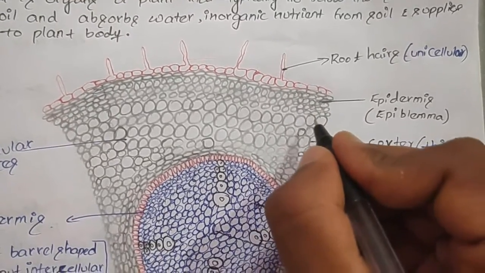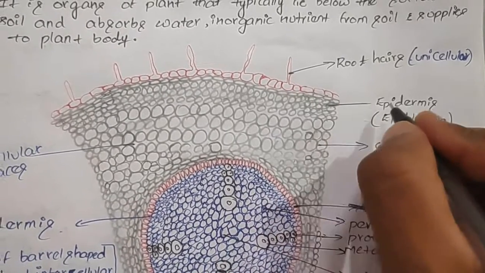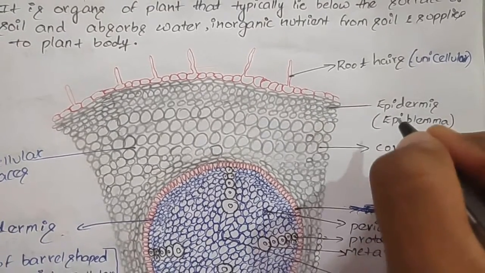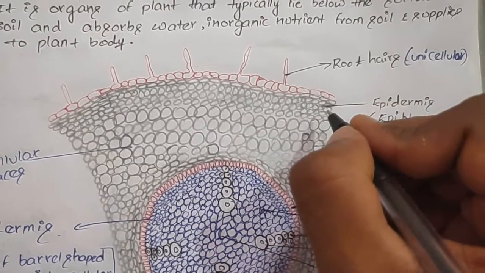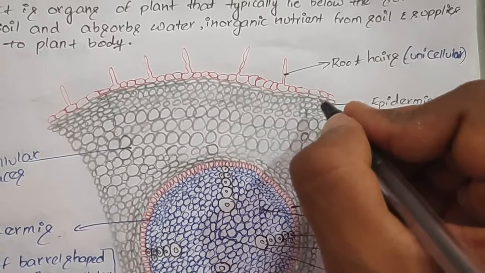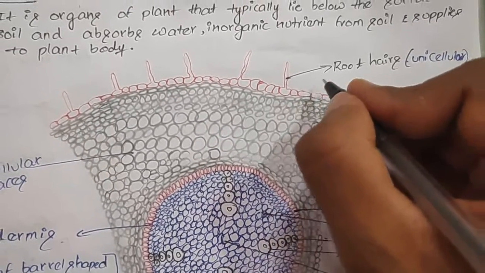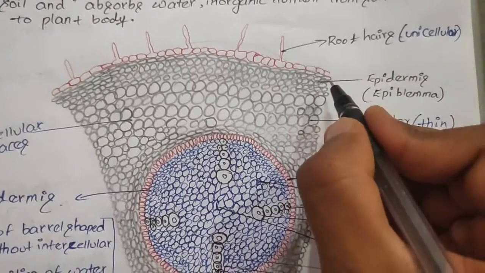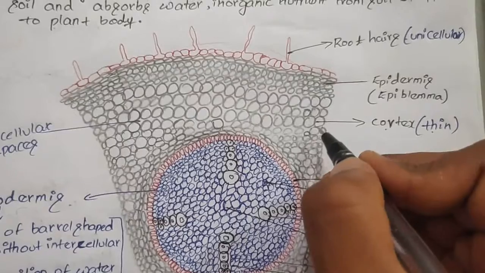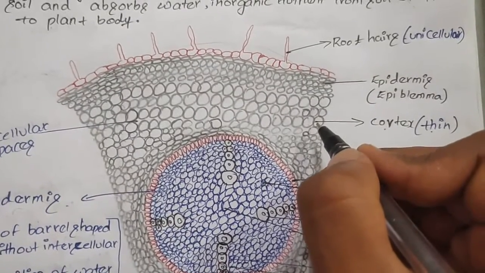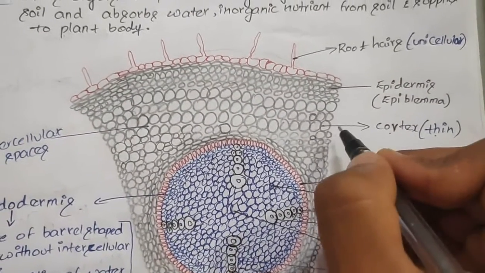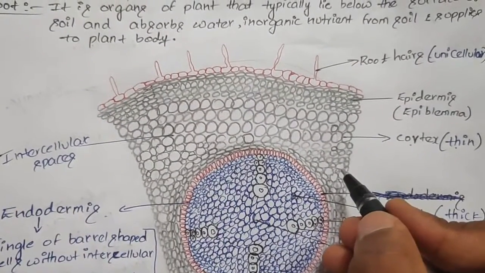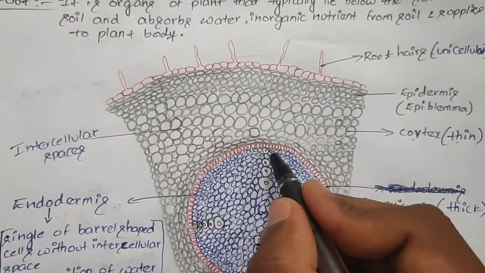If we see the transverse section of the dicot root, we find the outermost layer, the epidermis. This epidermis is also known as the epiblema. Next, on the epidermis, some epidermal cells grow out in the form of hair, known as the root hairs. These root hairs are unicellular. Next to the epidermis are several layers of thin walled parenchymatous cells known as the cortex region. These parenchymatous cells have intercellular spaces, and next to the cortex is the endodermis.